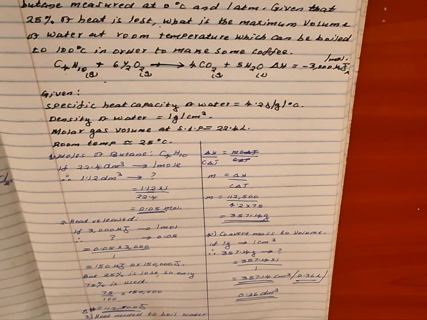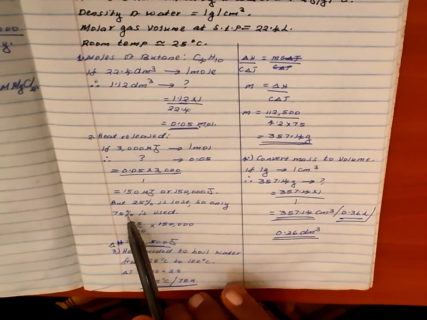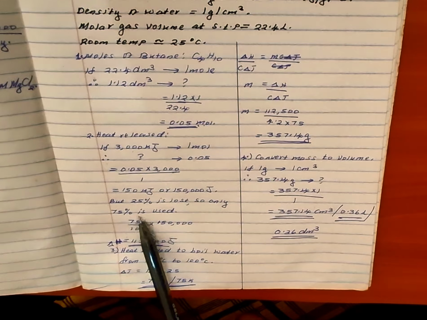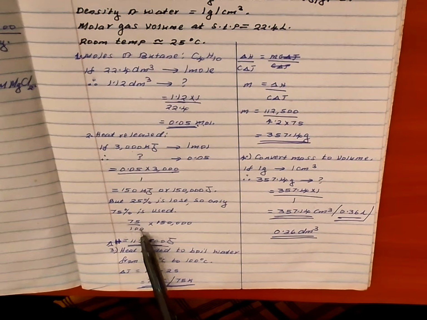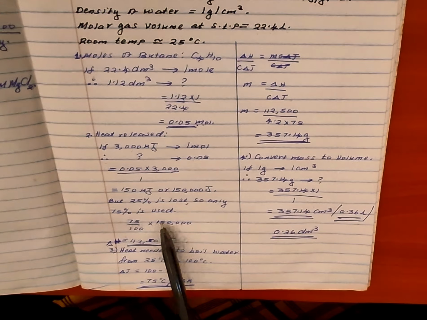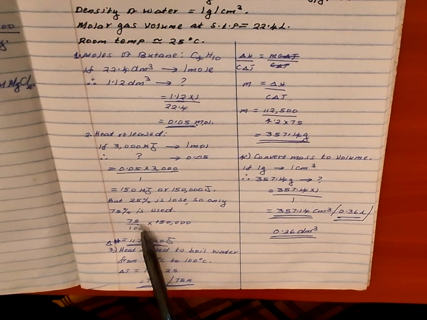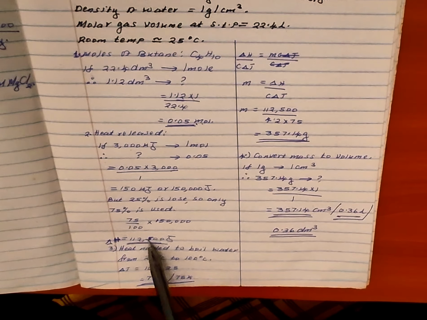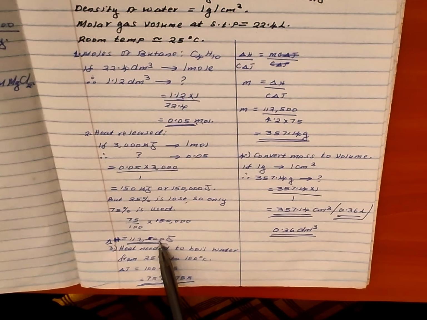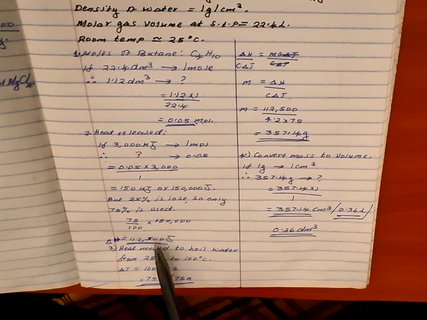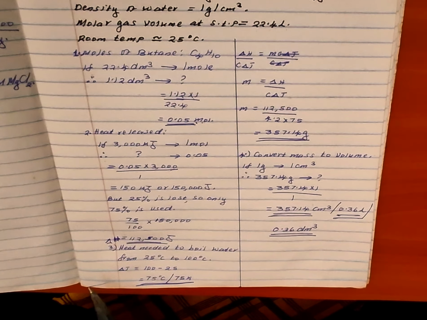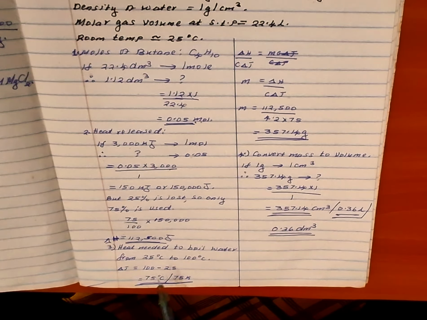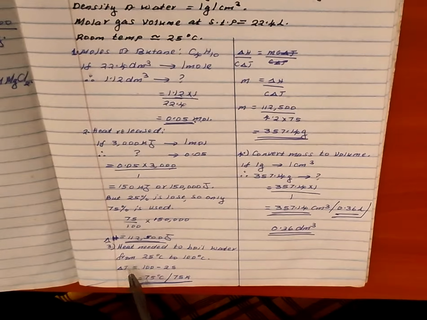But there's something that we need to remember. We need to remember that 25% of heat is lost, so only 75% is used. So it will be 75% of 150,000. So the amount of heat that is released or that is used is 112,500 joules. So we are done with Q, or delta H, which is the heat change. The heat change is 112,500 joules.